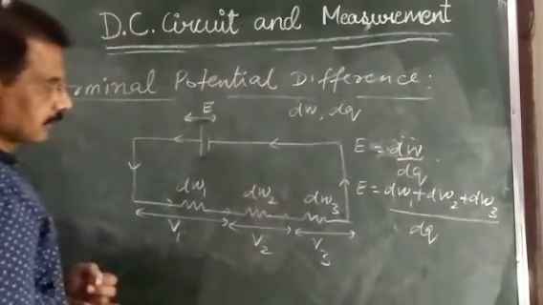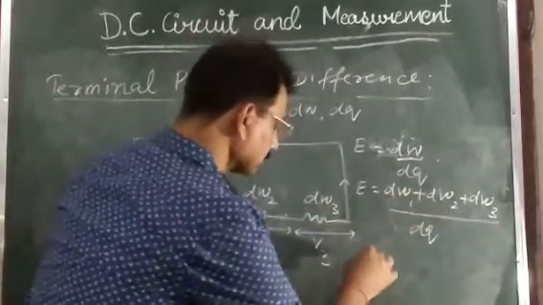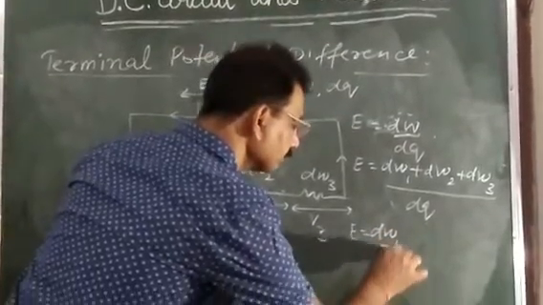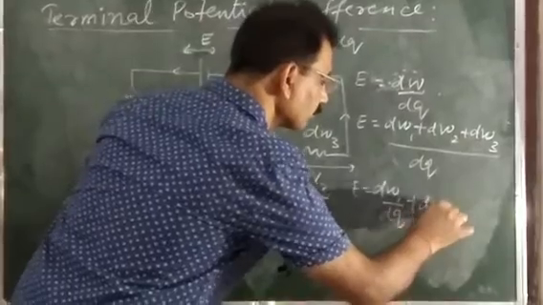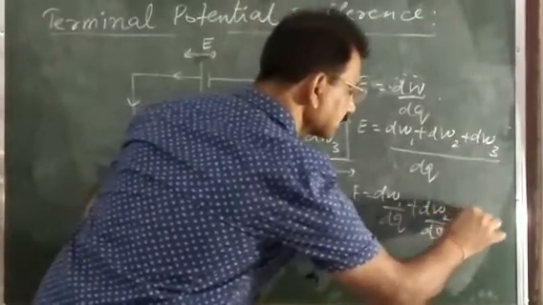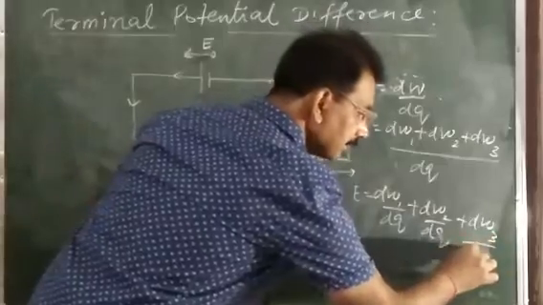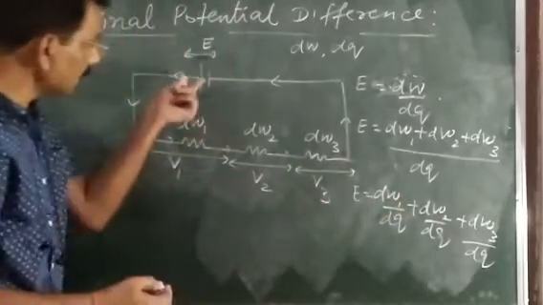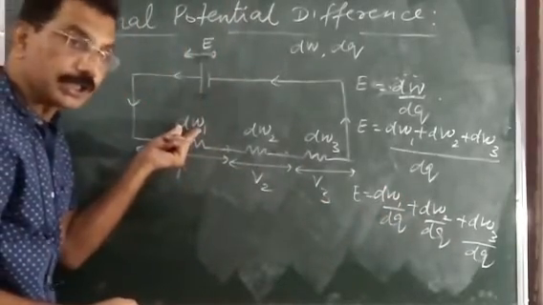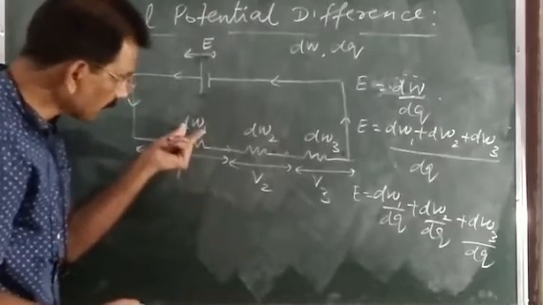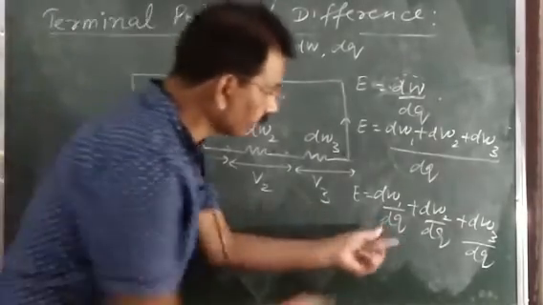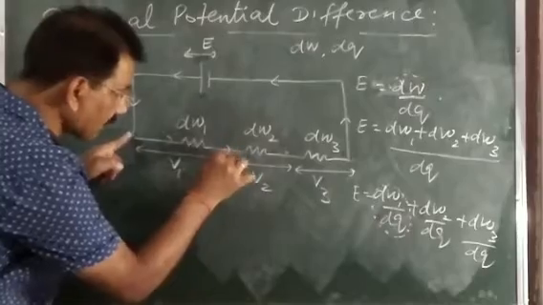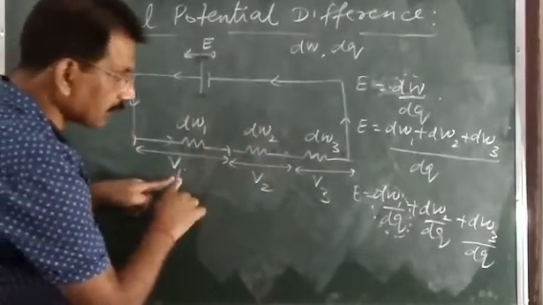And finally, when you take them separately, we can write E is equal to dW1 upon dq plus dW2 upon dq plus dW3 upon dq. What is dW1? dW1 is the work done by the cell to maintain the flow of charge dq through this resistor, and by definition, dW1 upon dq gives the potential difference across the resistor, which is V1.